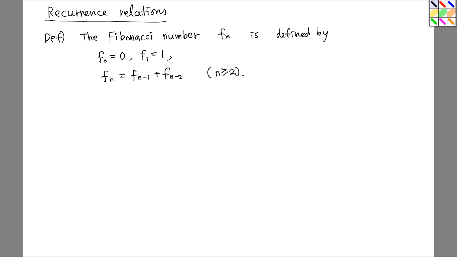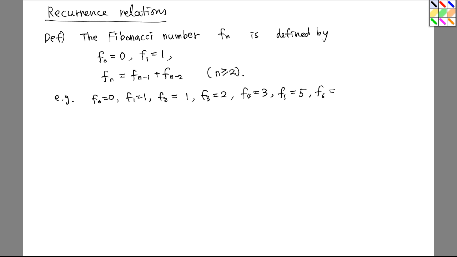So example, f0 equals 0, f1 equals 1, and f2 is the sum of the two previous numbers. So 0 plus 1 is 1, so f3, 1 plus 1 equals 2, f4, 1 plus 2 equals 3, f5, 2 plus 3 equals 5, f6, 3 plus 5 equals 8, etc. In this way we can compute.